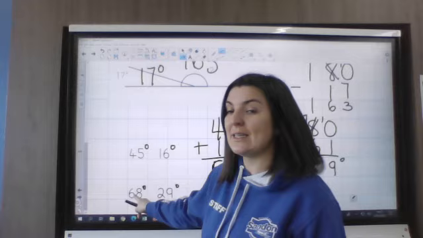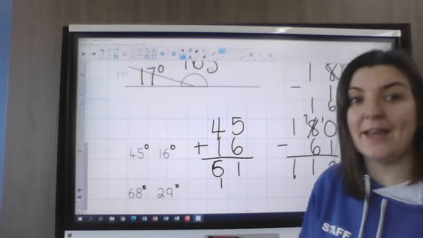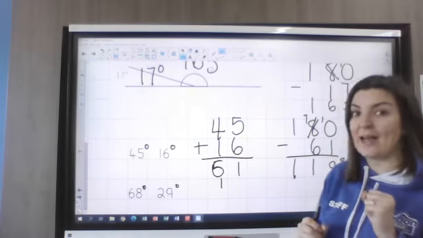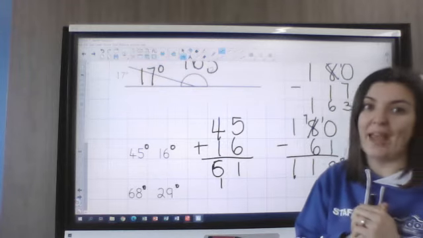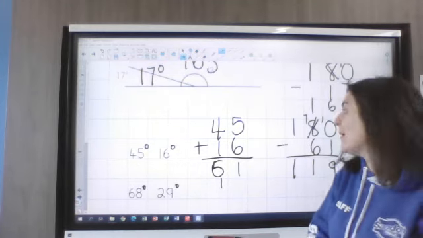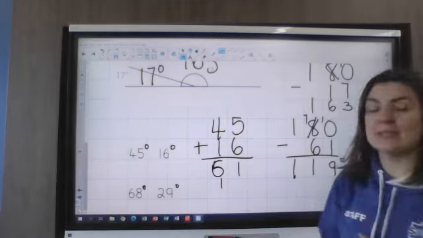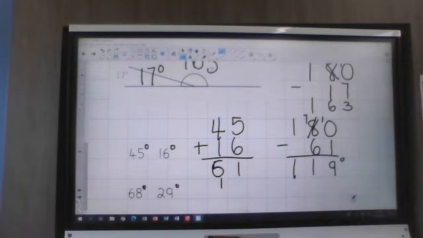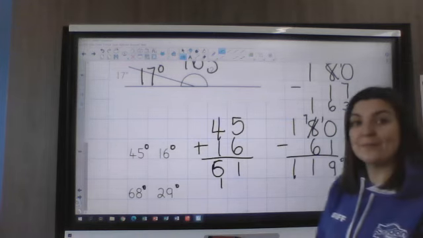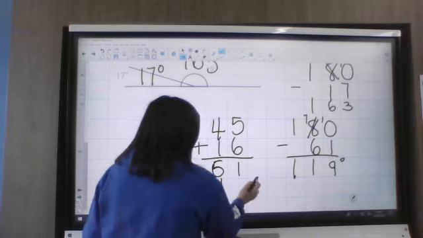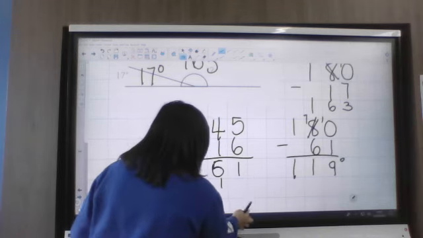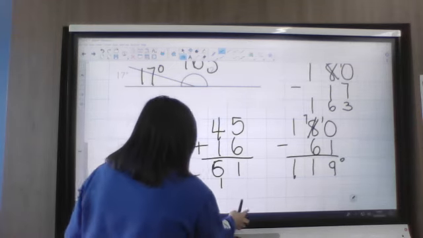Okay, so I'm going to give you one of those to have a go at now. You've got 68 and 29, and you've got to work out the missing angle so that they would add up to 180. So pause the video now. Remember, it's add them, then take your answer away from 180. Okay, so let's do that one together.